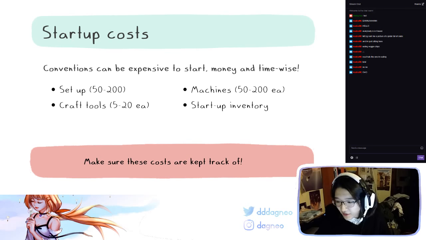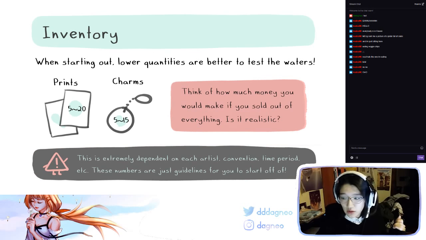Okay, so let's get into some of the more details of the stuff. So let's talk inventory. The most important thing to prepare when you are starting out with a convention is the inventory, because obviously you can't show up at a convention if you don't have the goods to sell.